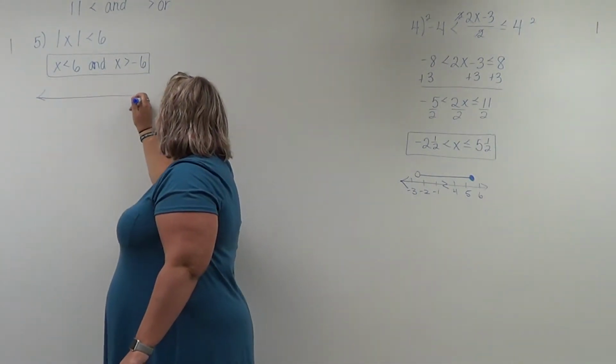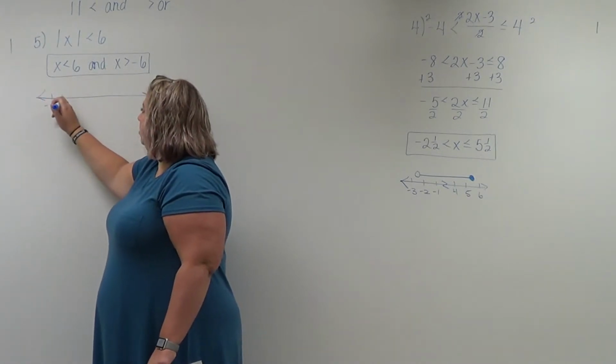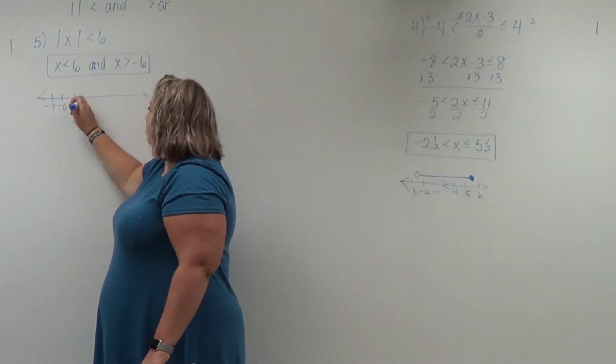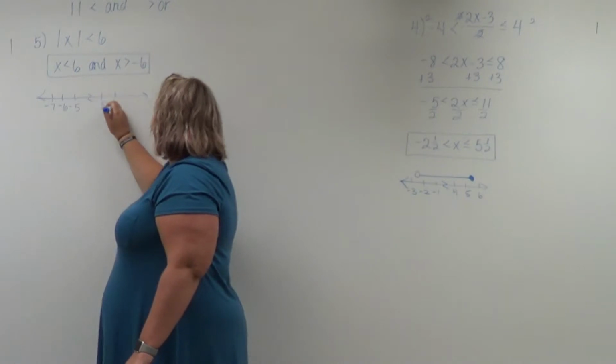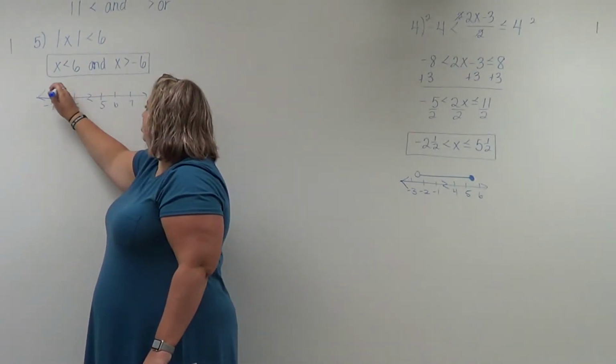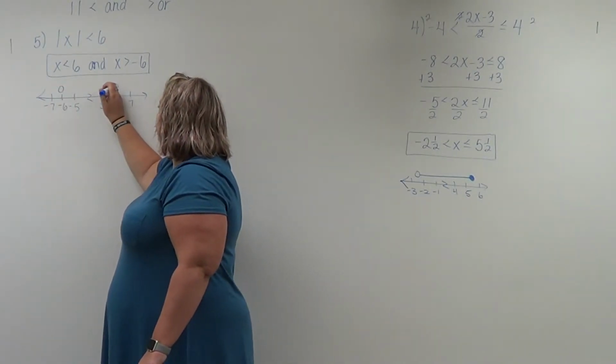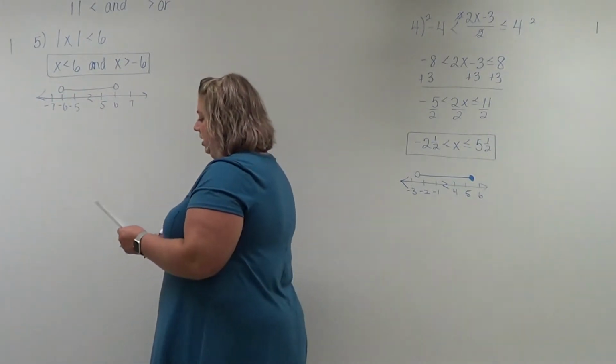And then I would do my number line. Since these numbers are far apart, I'm going to do a break in the graph. They both have open circles, and it's an and, so they're going to connect together.